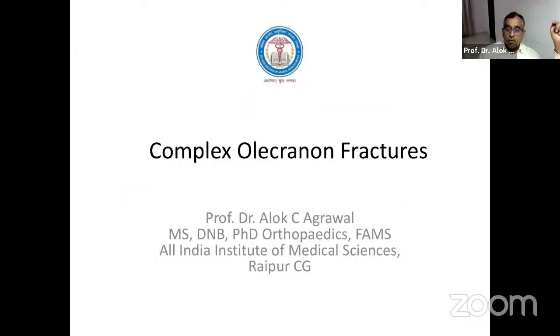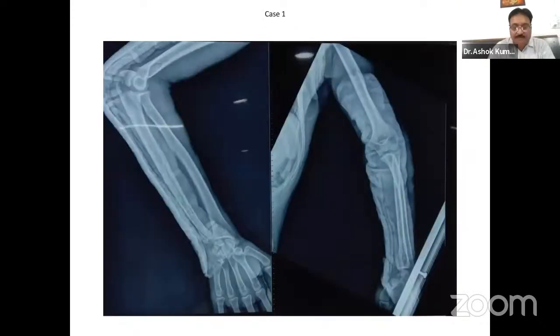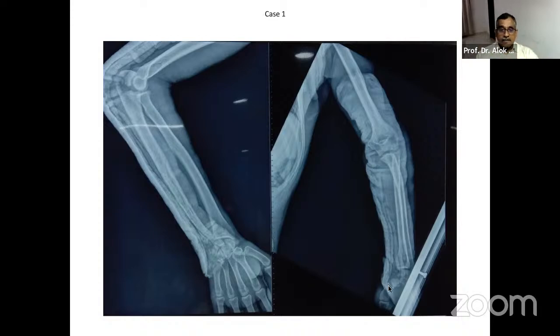So the topic given to me is Olecranon complex fractures. Olecranon fractures, as you know, are very common injuries. You may get it by a sudden violent contraction of the triceps pulling it out, or you fall directly on the elbow point, or you are hit onto it. So depending on the trauma, the olecranon gets fractured, maybe extra-articular, maybe transverse, maybe oblique, maybe at the base or at several places.